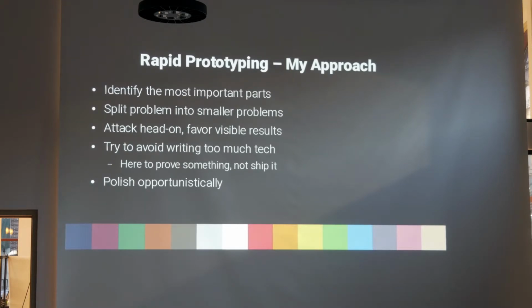So definitely favor visible things. And a really big thing is to try to avoid writing too much tech because, again, we're here to prove that a concept works, not actually ship it. And worrying too much about the architecture of something is just going to muddle the fact that you're trying to prove out a gameplay concept and not some weird back-end tech thing. You should also polish opportunistically, and I'll be talking about this point throughout this presentation as I show demos. And again, like favoring visible results, this one's really important because it helps keep you motivated.